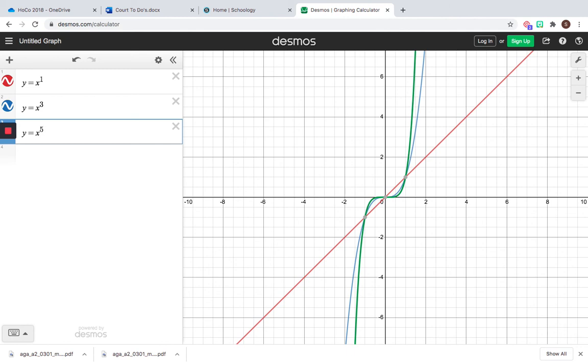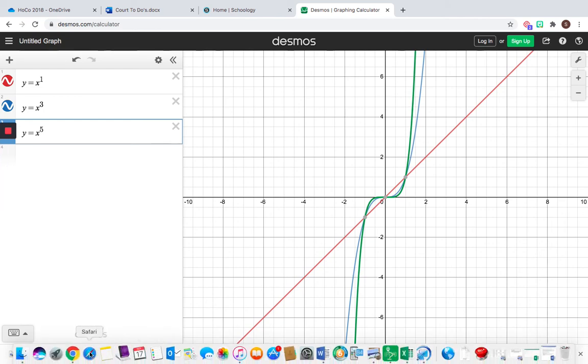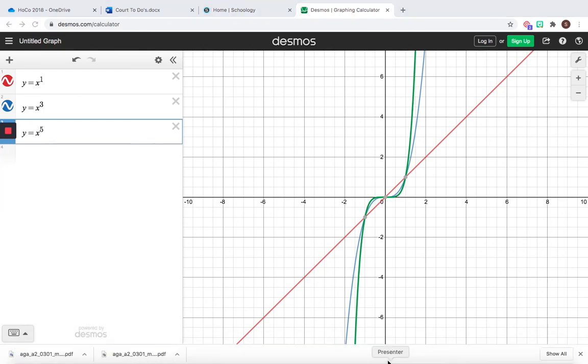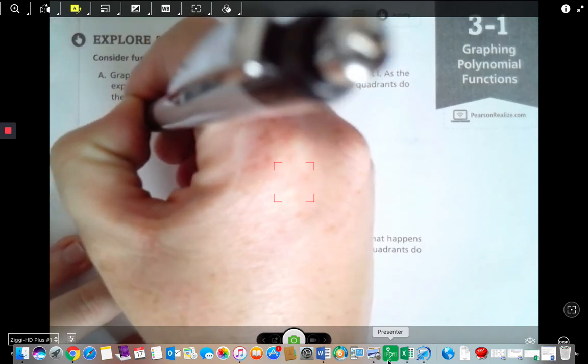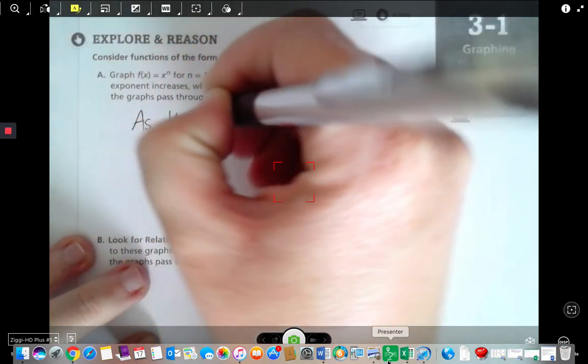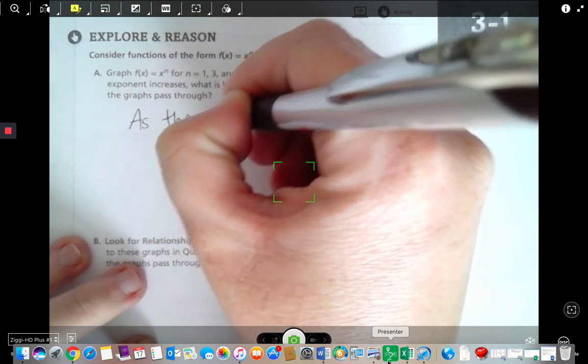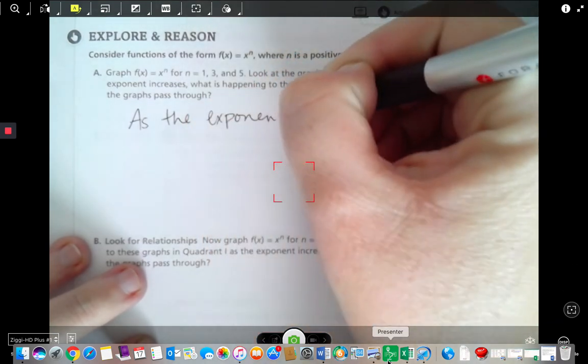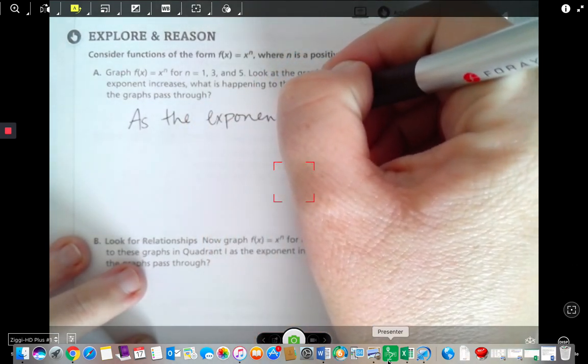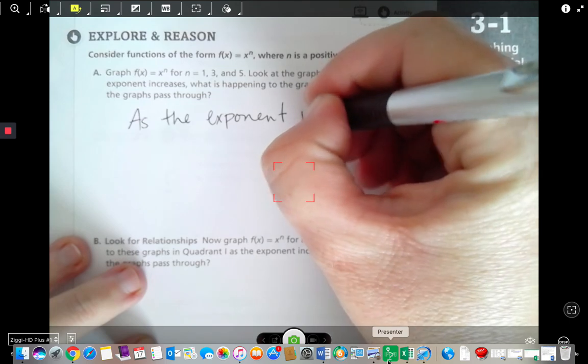So we're going to say as the exponent increases, yep, we just got that email. Somebody wasn't in class when we talked about that. Coach Blocker told me a while ago.